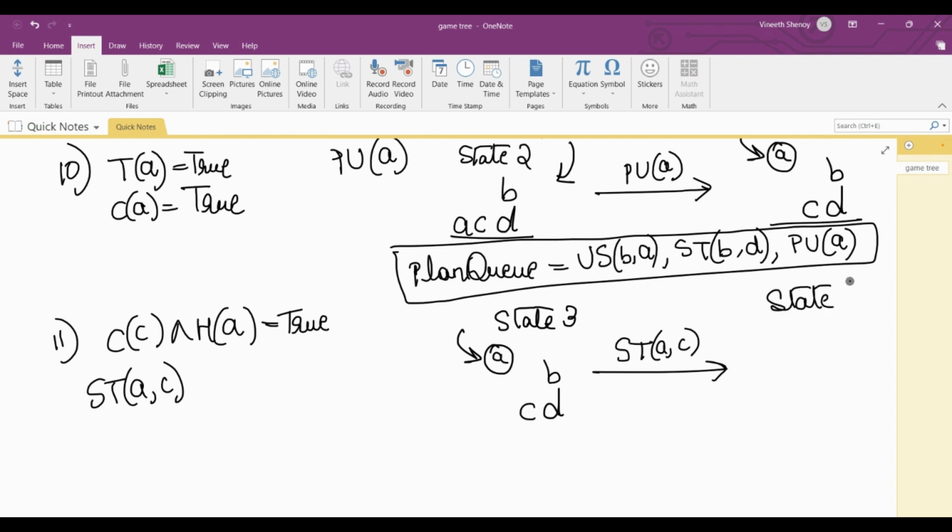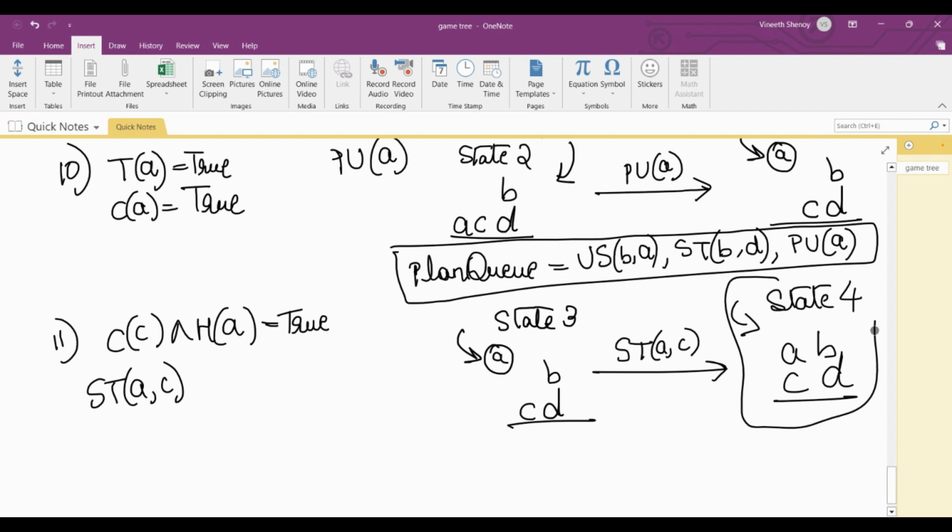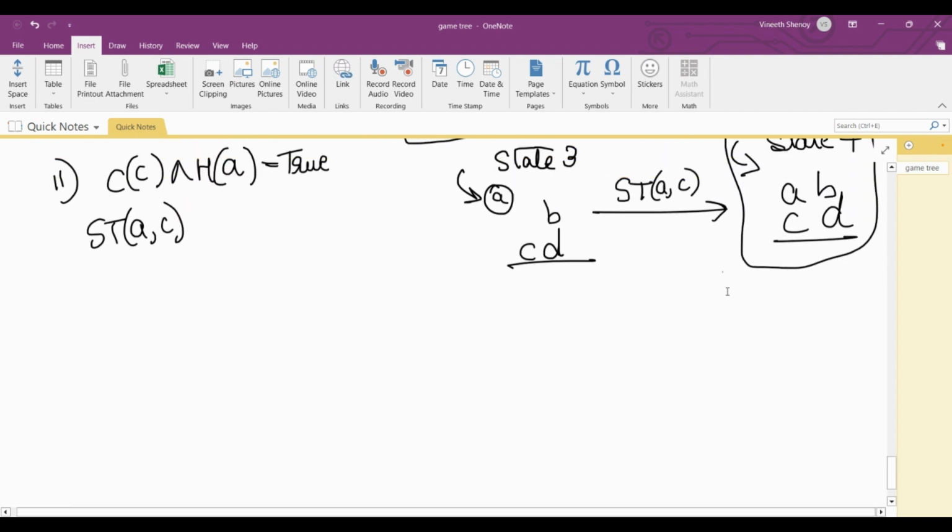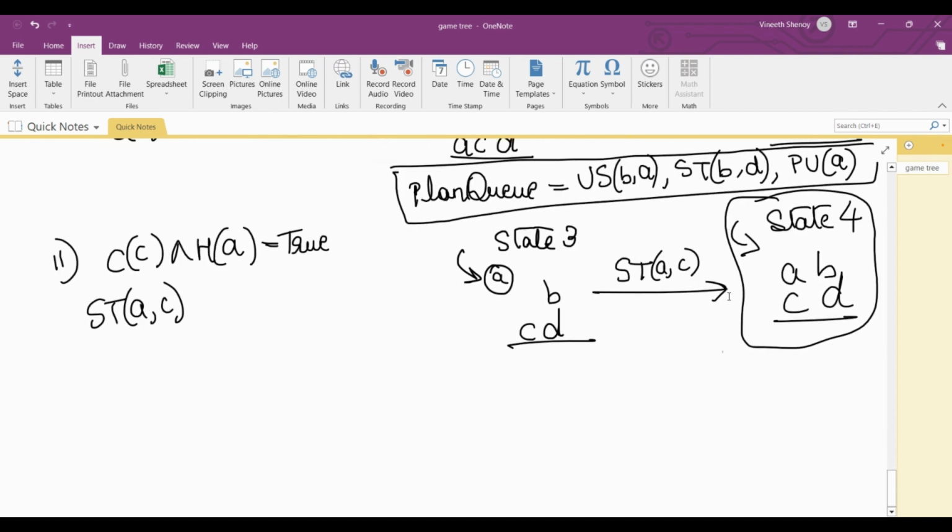We have reached the new state, state 4, which is our goal state. We have placed A on top of C, D, and here you go. We have reached the goal state. The arm is empty. Now we push this operation onto the plan queue. The plan queue is now updated again.